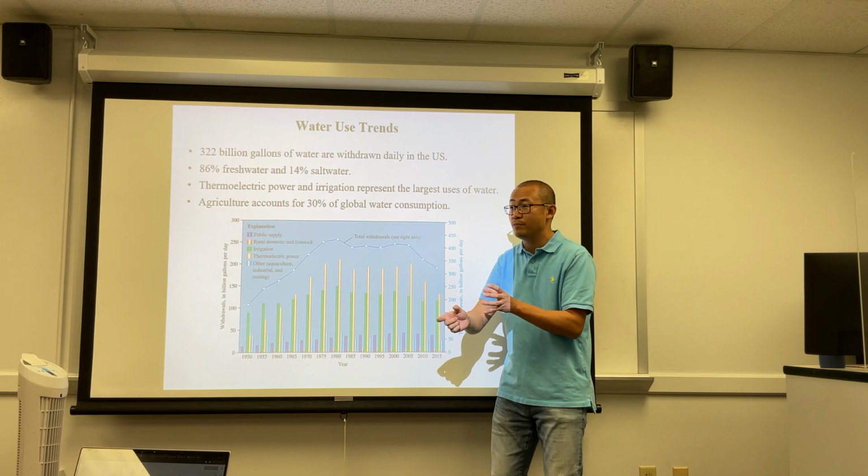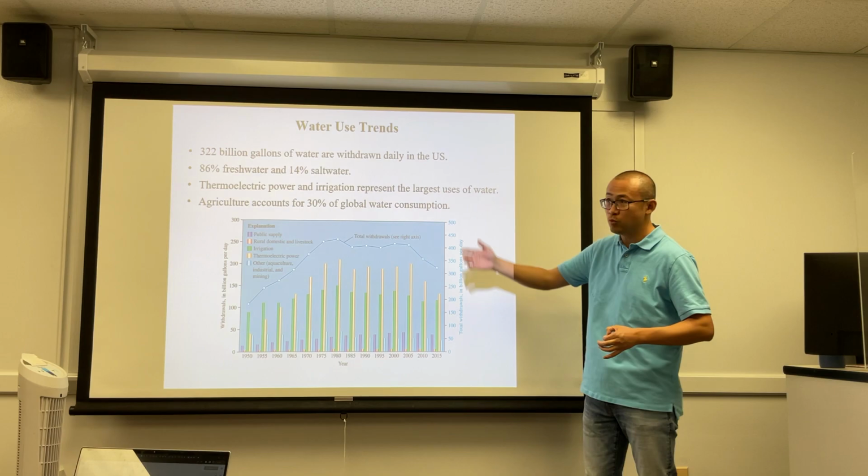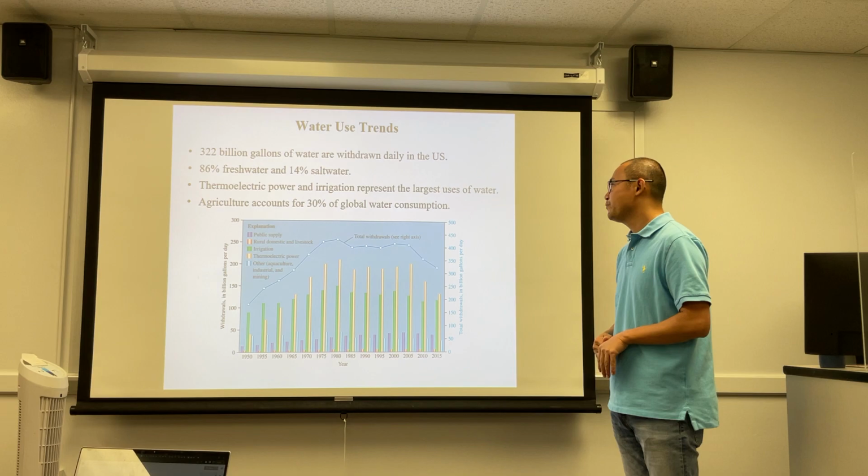Those water don't actually get lost. The one that is used is what? It is the big cooling system, a big body of water for cooling. So that is why thermoelectric power plants use a lot of water for cooling purposes. Okay, of course, agriculture is another big use because again we need water to grow our plants.